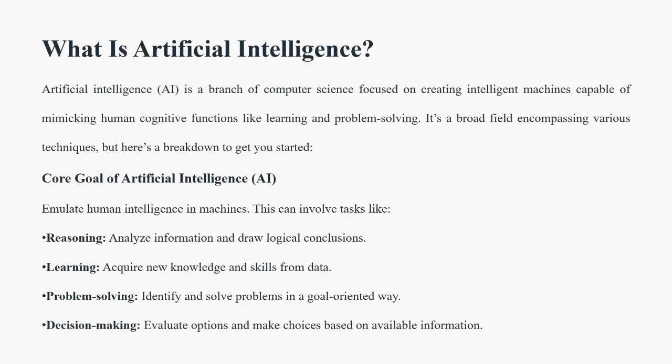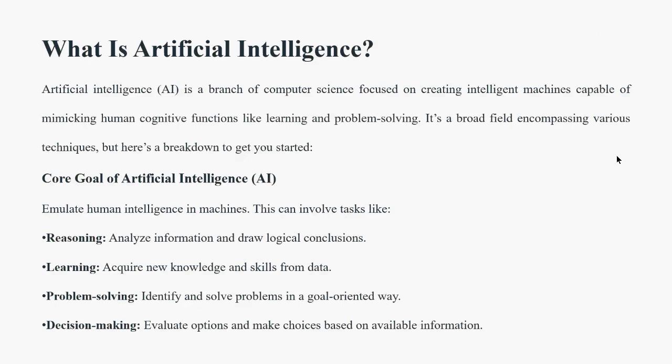What is artificial intelligence? Artificial intelligence is a branch of computer science focused on creating intelligent machines. So we are going to develop machines that are going to think intelligently, and it's going to mimic human cognitive functions like learning and problem solving. So it's going to learn about its environment, and it's going to solve the problems that are acquired in the environment. It's a broad field encompassing various techniques, but here's a breakdown to get you started.